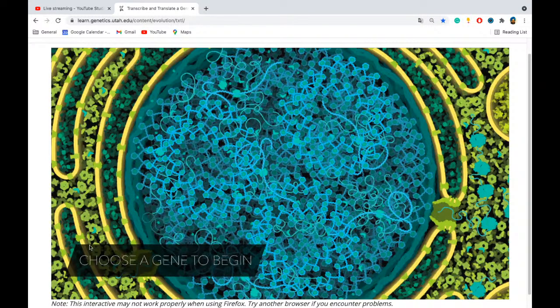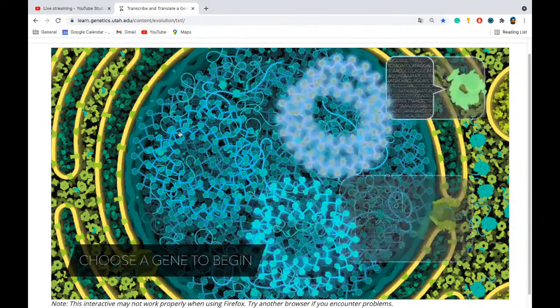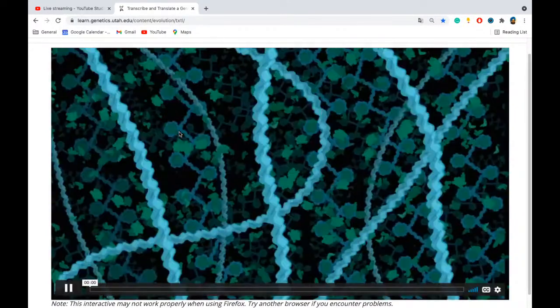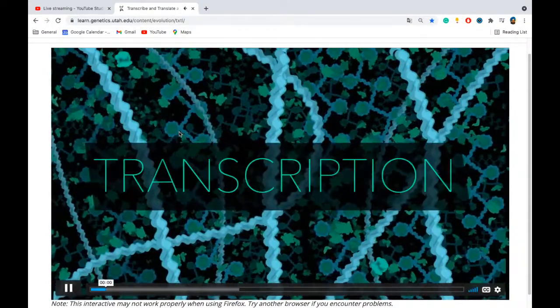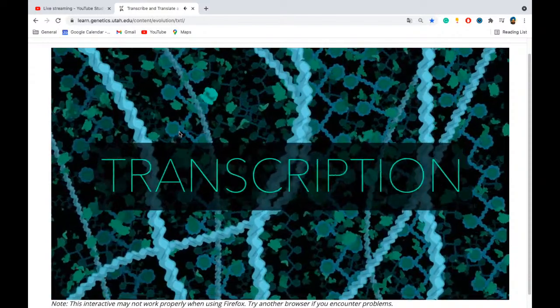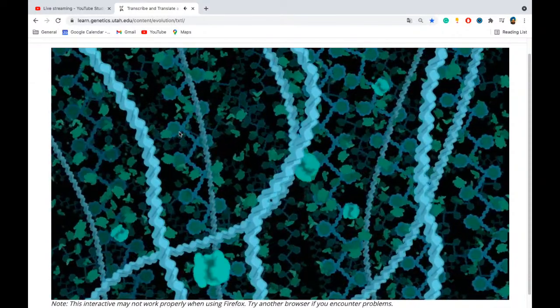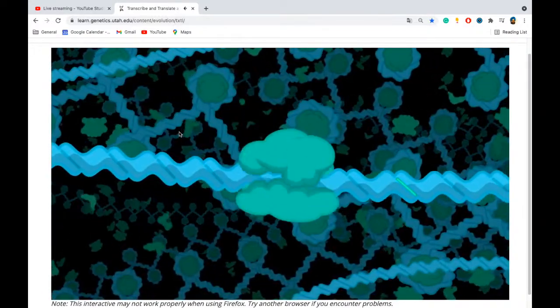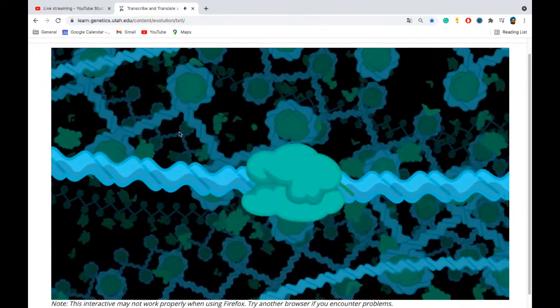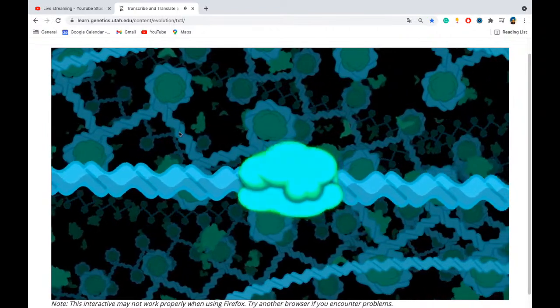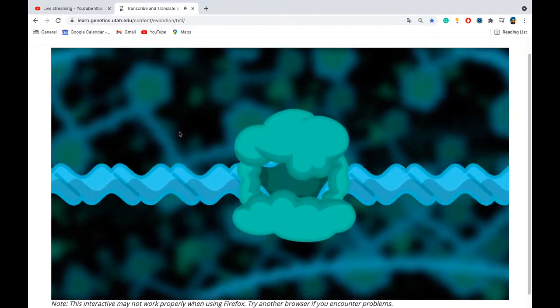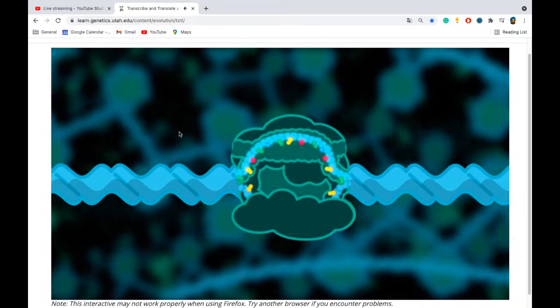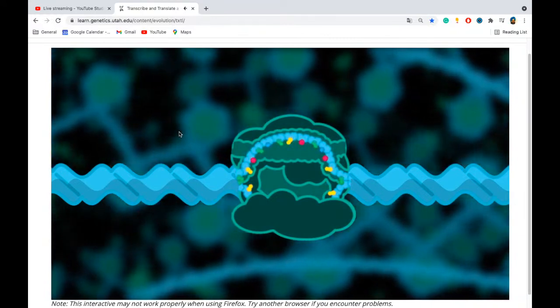Let's take a gene. What gene? Maybe this one. Inside the nucleus, RNA polymerase attaches to a gene. It separates the two complementary DNA strands, exposing the gene's unique sequence of bases.